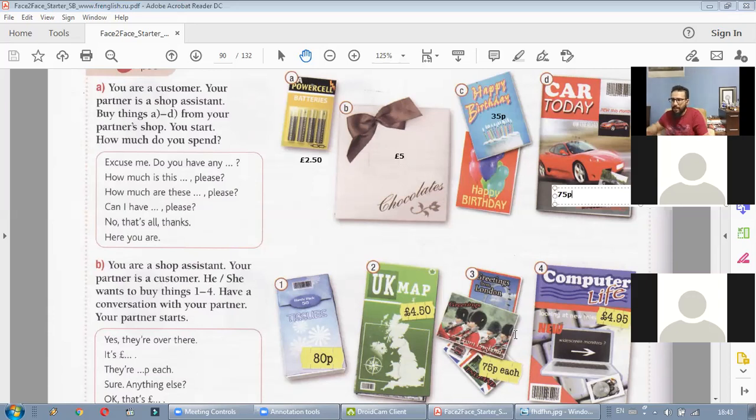Okay. So we have, not 4, we have 8 items. Okay, so we want to switch each time. One of you will be the customer and her partner will be the shop assistant, and then we swap and do the opposite. Okay. So in exercise A it says you are a customer. Your partner is the shop assistant. Buy things A to D from your partner's shop. It means this is your partner's shop with these things. You start by asking. How much do you spend? Okay, then we calculate. All right.